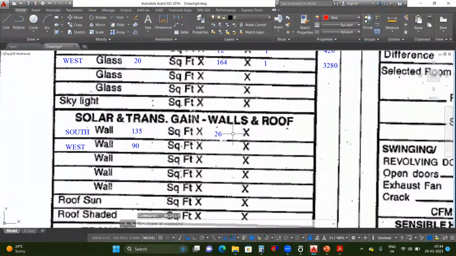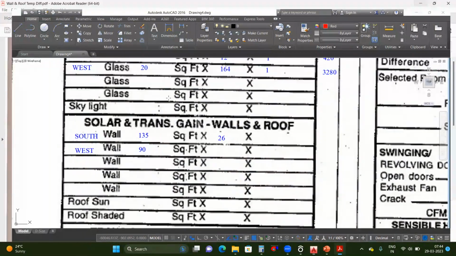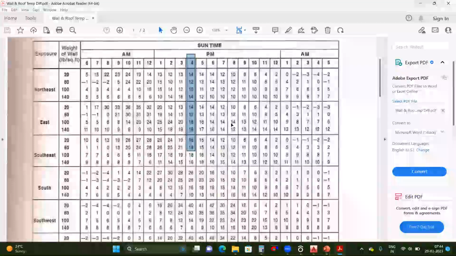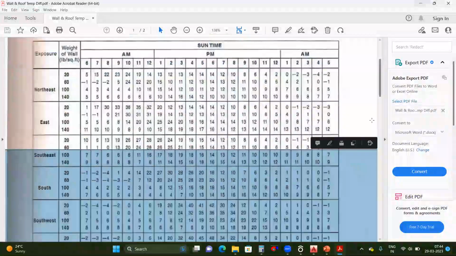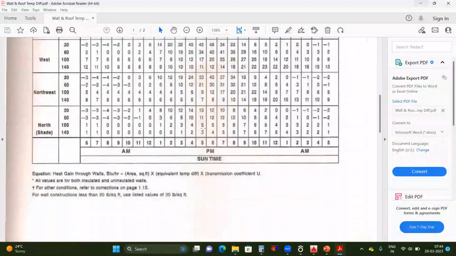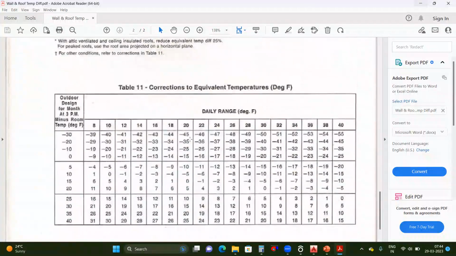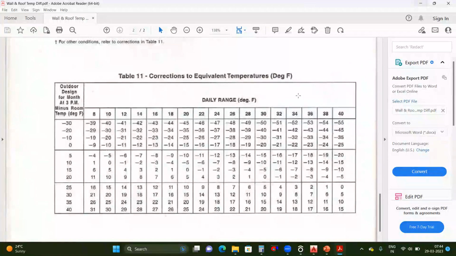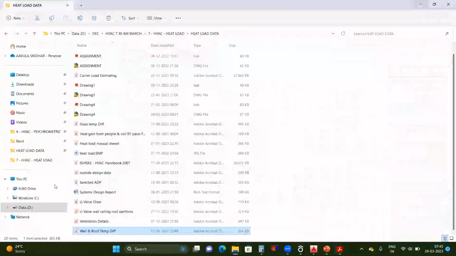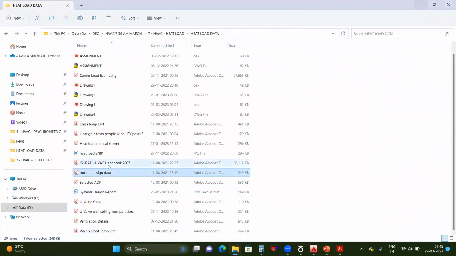Okay, so after this we need to add some correction factor to this delta T. We cannot take this value directly. So for adding the correction factor, we need to go to the next table. Table 11, we have corrections to equivalent temperature difference. To select this, first is the daily range here. The daily range we need to check from the outside design data. So we'll go to here, outside design data.